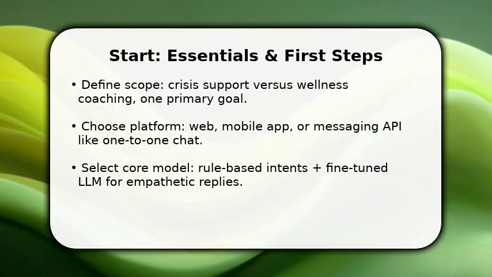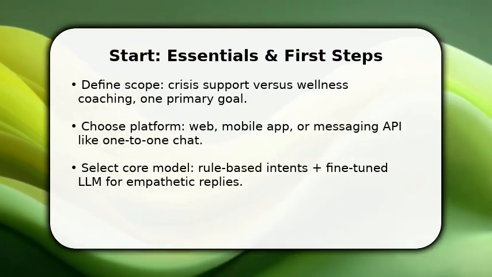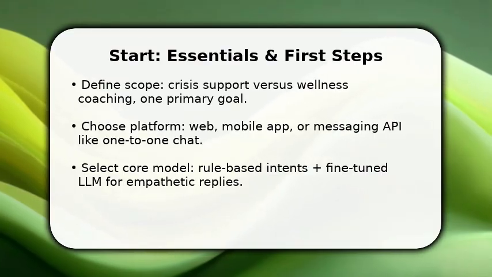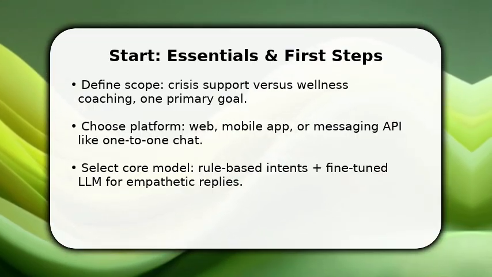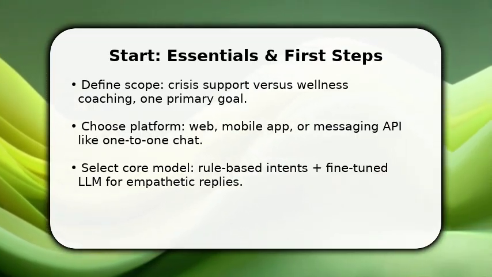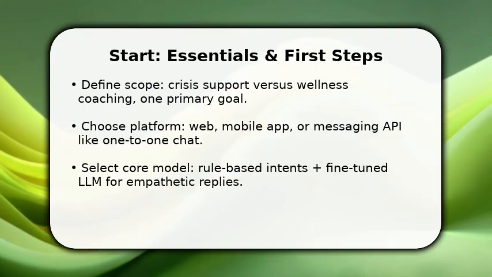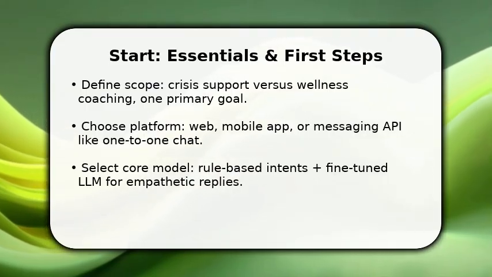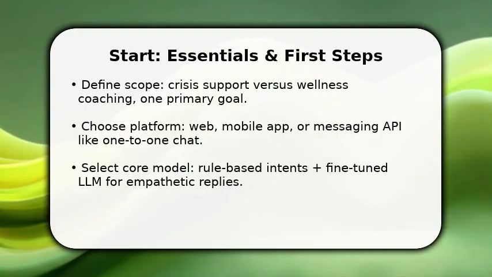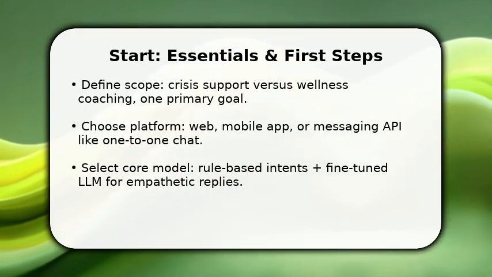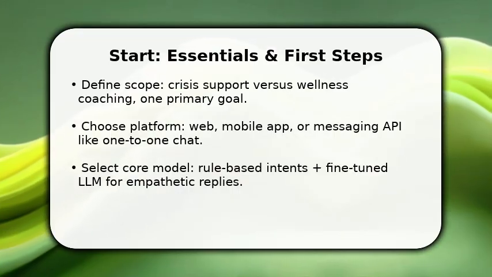Enjoy the video. You begin by choosing the precise scope and safety boundaries. Make sure to decide crisis versus wellness right away. Once done, pick your delivery platform and confirm authentication, latency, and data flow constraints. You must combine a lightweight rule engine for triage with a fine-tuned LLM for empathetic conversation. This ensures reliability plus natural language.